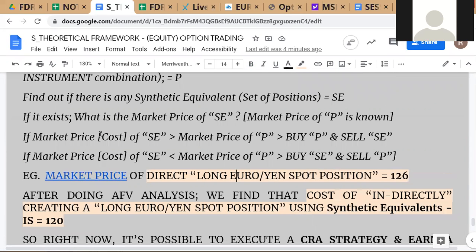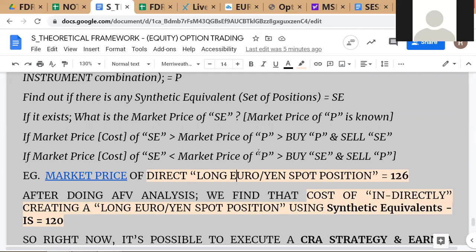You compare the fair value, which is this, to the market price, which is this. Depending on which is greater, you buy one, sell the other. So you automatically get a solution to decision problem number 4, which is whether I should buy the original position at the market price or I should sell the original position at the market price. Okay, whether I should sell the original position or buy the original position. That was our DP4.